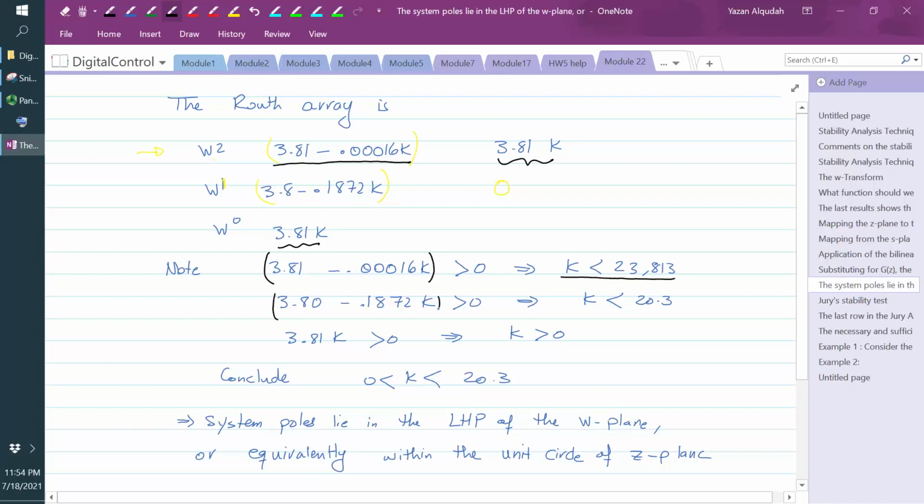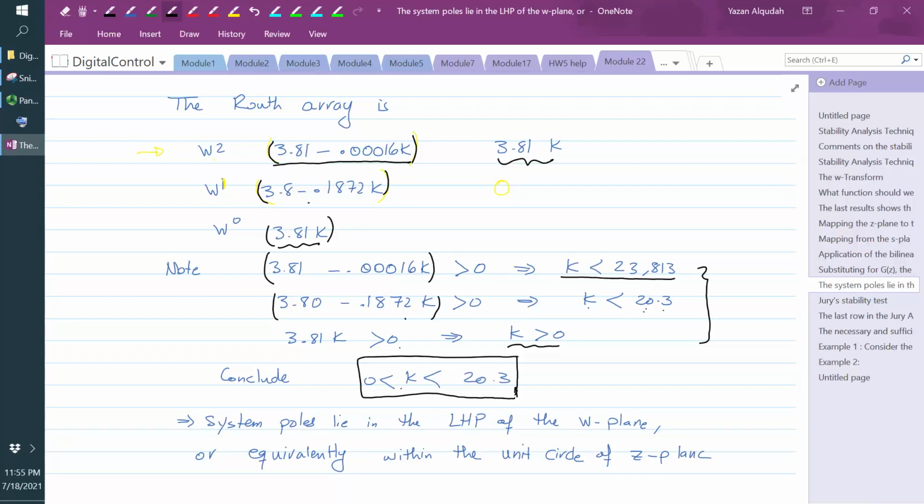This term has to be greater than 0. So this has to be greater than 0, this has to be greater than 0, and this has to be greater than 0. This is going to result in k being less than 20.3, and then I also need 3.81k to be greater than 0, and this means k has to be greater than 0. So taking all these together, it means k has to be between 0 and 20.3. So the system is going to be stable if k is between 0 and 20.3.